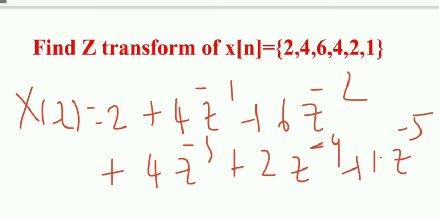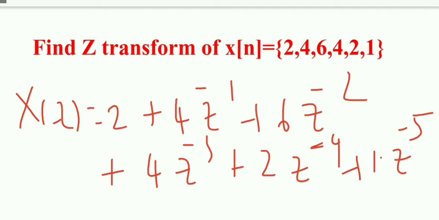Now we have to find the region of convergence. I told we have to find whether the z transform exists in every point or at a particular point only. See, region of convergence means where we can find the z transform. Other areas are region of not converging.